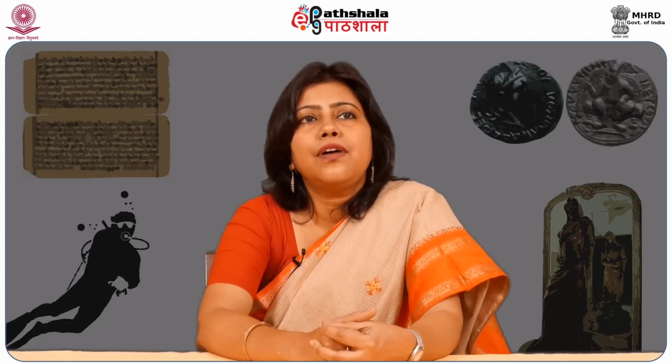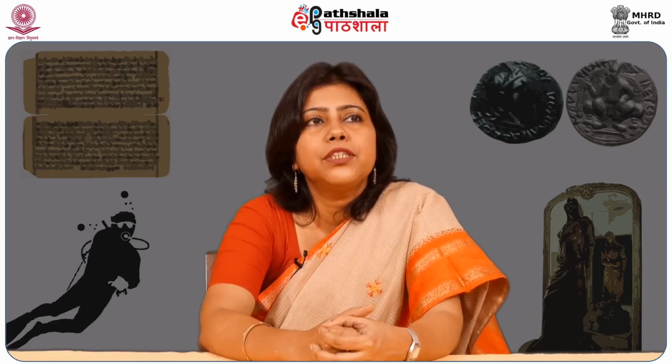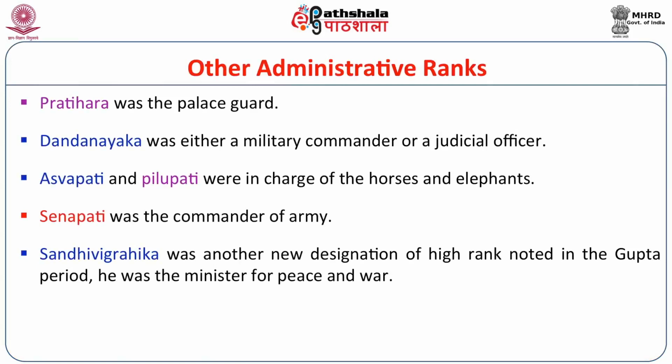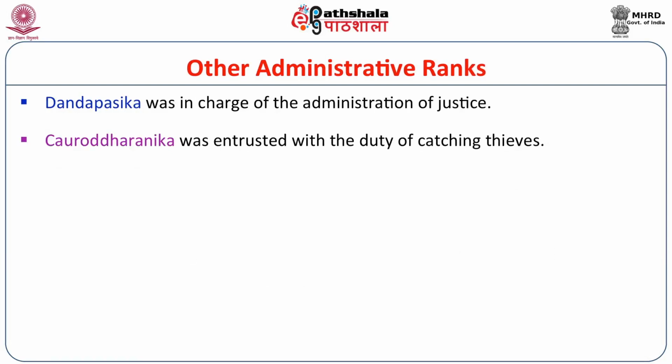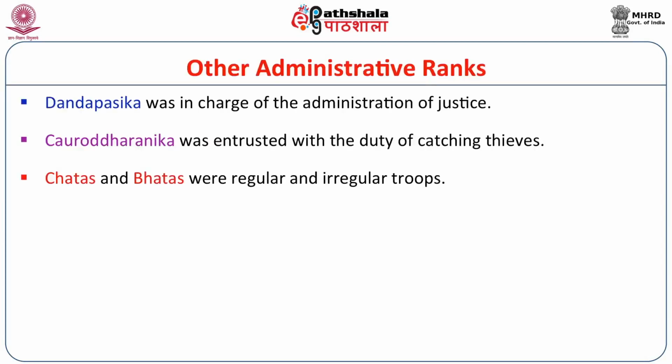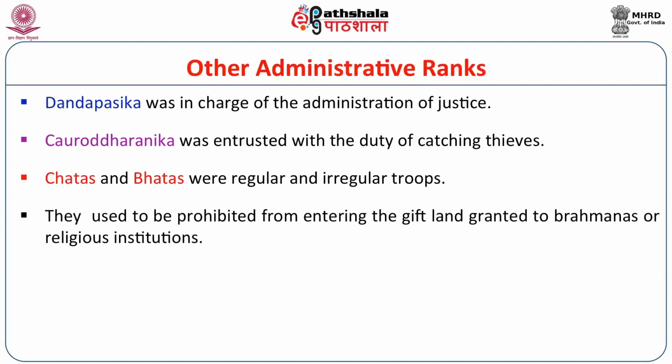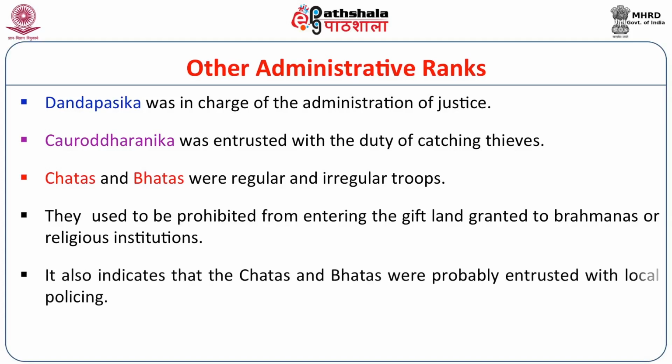Another new designation of high rank noted in the Gupta period in particular was that of the Sandhi Vigrahika. He was the minister for peace and war. He was very important. The Danda Pashika was in charge of the administration of justice. The Chauradharanika, which is very interesting, was entrusted with the duty of catching thieves. The Chatas and Bhattas were regular and irregular troops. They used to be prohibited from entering the gift land granted to the Brahmanas or religious institutions. It also indicates that the Chatas and Bhattas were probably entrusted with local policing.